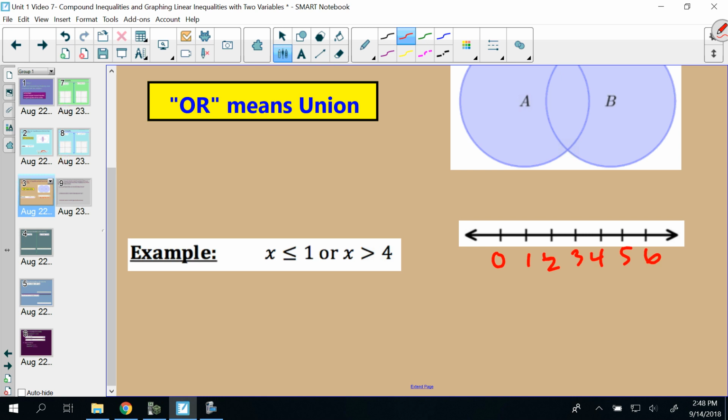Start with the first one, less than or equal to 1. So filled in circle because it could be equal to. Less than are the points to the left. The other one is 4, open circle. Greater than points are to the right, so those ones are getting shaded that way. So this can be true for any points out this way or any points out this way. It's just the points in between that would not make this true.